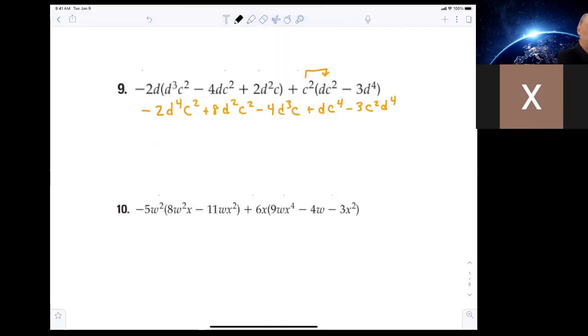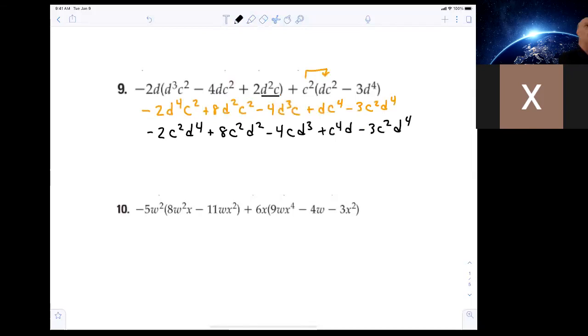Why would the c squared come before the d to the fourth on the last one? Well, it doesn't matter, but it should be consistent, and it's kind of weird here because generally in math you write in alphabetical order. Okay. So I do want to fix that. I really would like everybody to write it as 2c squared d to the fourth plus 8c squared d squared minus 4c d cubed plus c to the fourth d minus 3c squared d to the fourth. Generally, you write in alphabetical order.